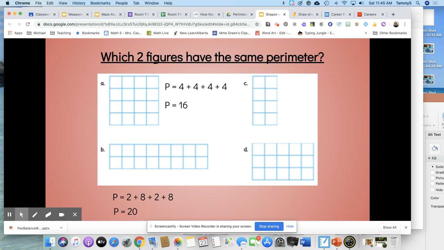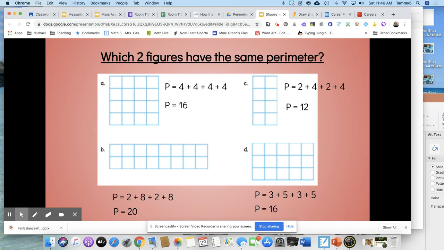Let's look at C now. C has a width of 2 units and a length of 4. We just add up all 4 sides: 2 plus 4 is 6, plus another 2 plus 4 is 6. So 6 plus 6 is 12 units. In our last figure, D, we have a width of 3 units and a length of 5 units. So we add 3 plus 5 plus 3 plus 5, or 8 plus 8, which is 16 units.